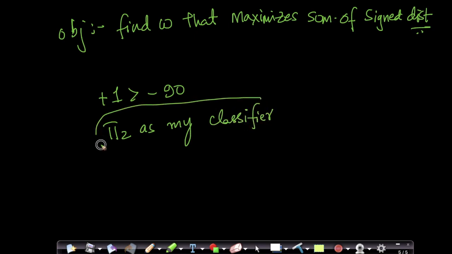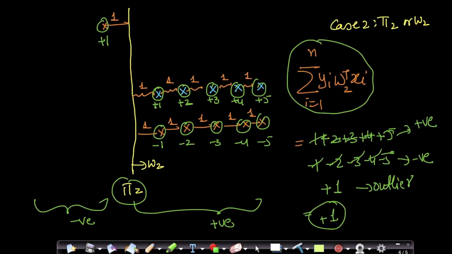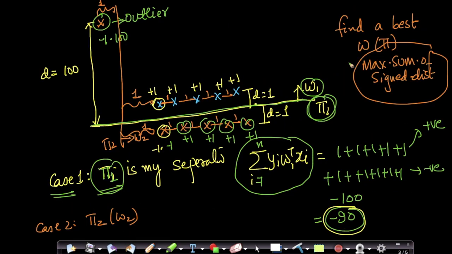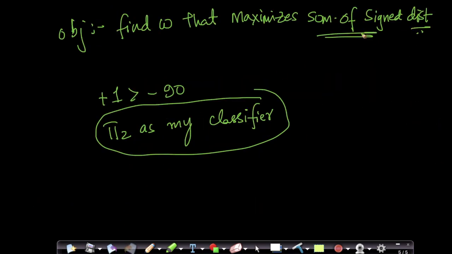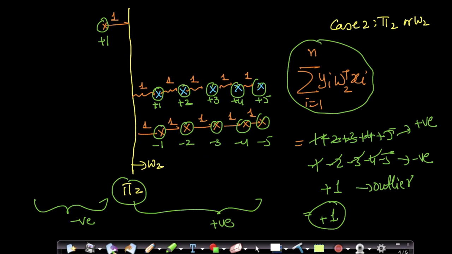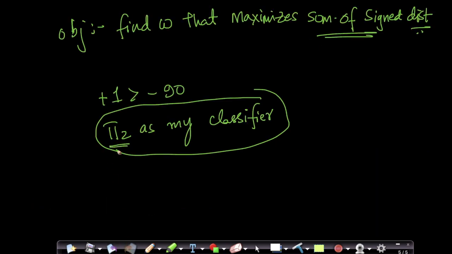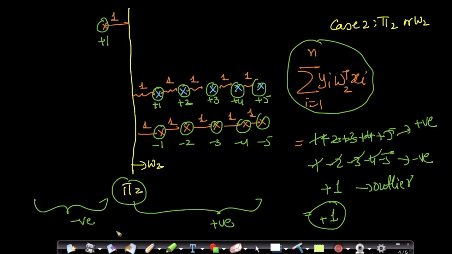But if you think about it intuitively, this is what the optimization problem is resulting in. Remember, if I try to maximize the sum of signed distances, in this simple example that I built, it says that pi 2 is a better classifier. But if you think intuitively, pi 2 is a terrible classifier, because let's look at it.